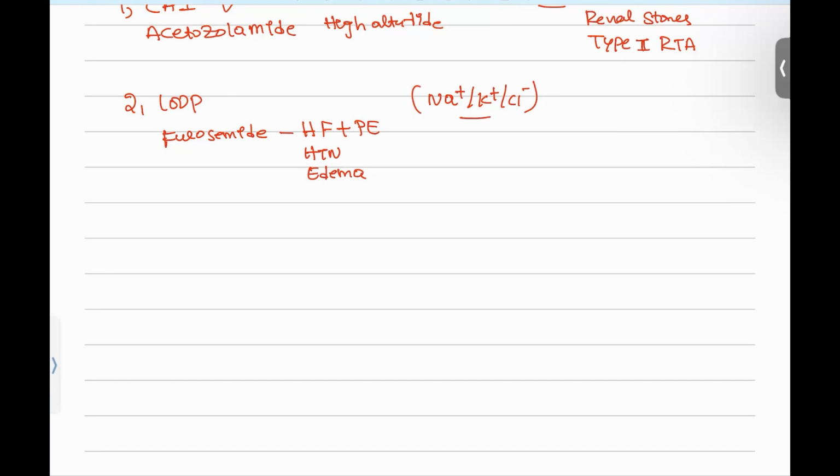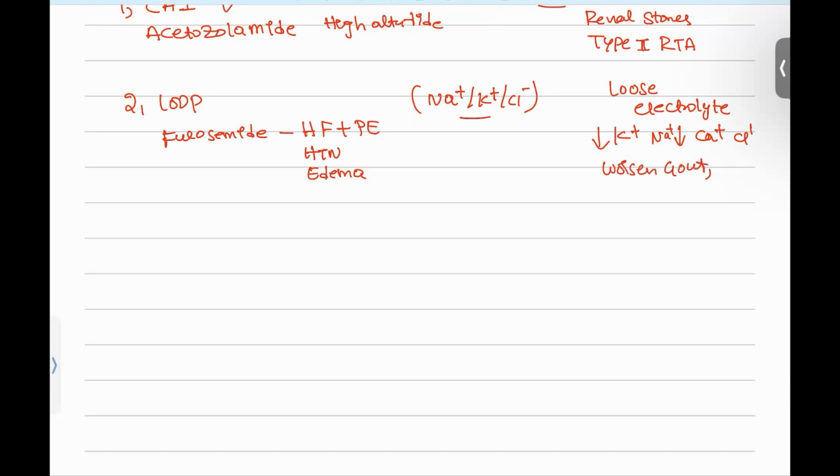So further, it will trigger electrolyte imbalance. Loop diuretics will lose all electrolytes. For example, potassium will be decreased, sodium will be decreased, and calcium, chloride, and magnesium will all be decreased in these patients. Loop diuretics lose everything, and they also worsen gout.